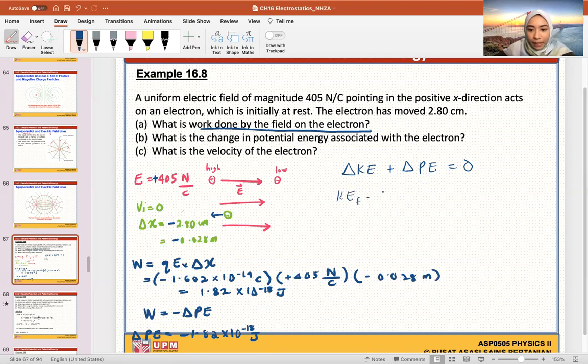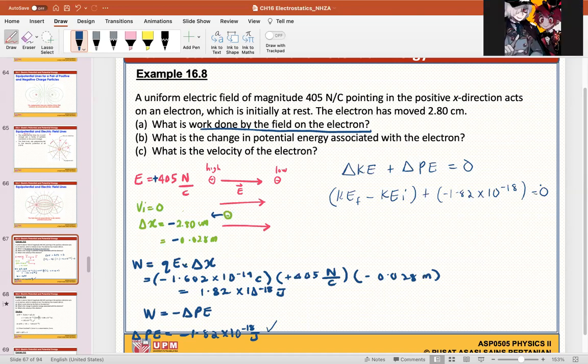KE final minus KE initial, plus. Do I want to expand my PE? I can, PE final minus PE initial, but I already have PE over here. So I'm just going to write it, minus 1.82 times 10 to the minus 18 equals 0. What else? What are the other info that I have? What am I missing here?